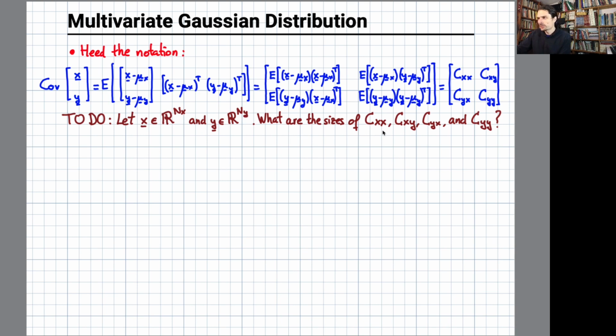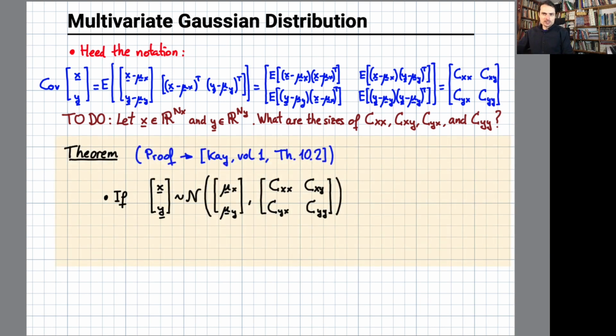Okay, so I hope that you made it. Cxx is obviously nx by nx, cyx is ny by nx, cxy is nx by ny, and cyy is ny by ny, right? So putting all of them together, we get a matrix that is nx plus ny by nx plus ny. Okay?